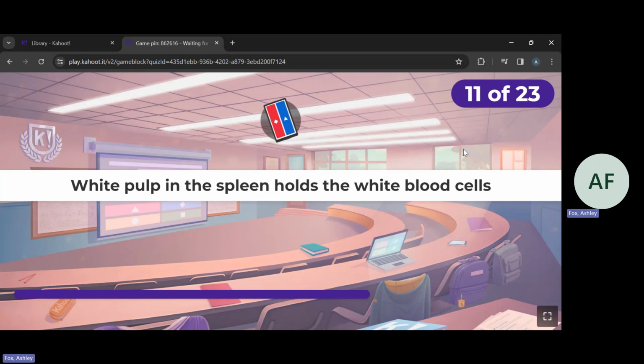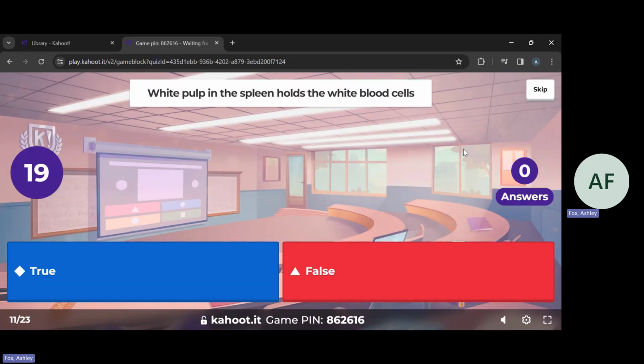White pulp in the spleen holds the white blood cells. True or false?